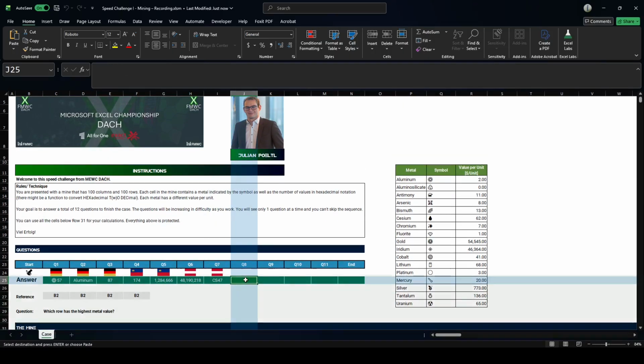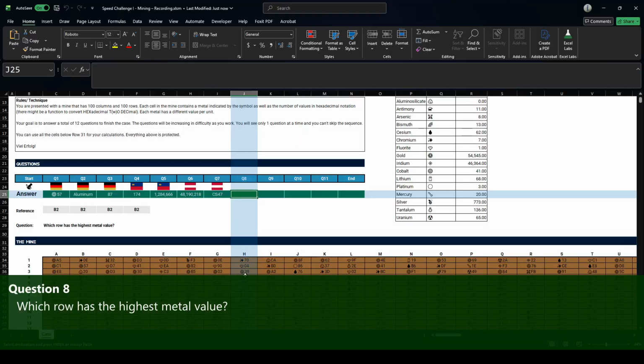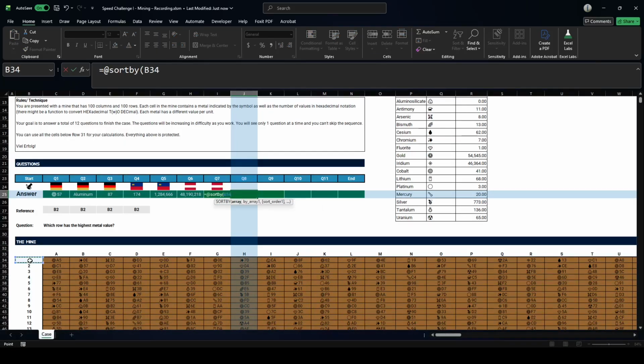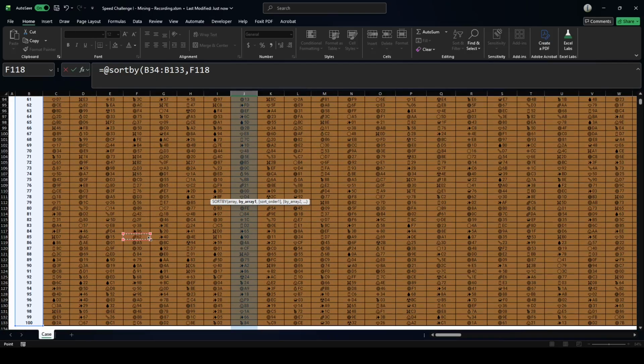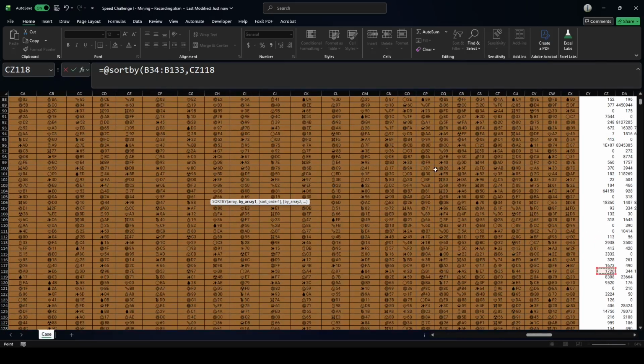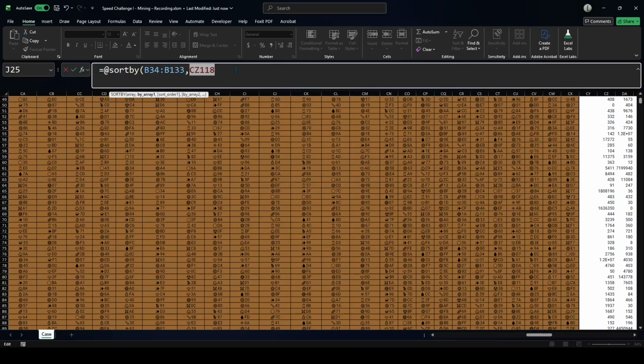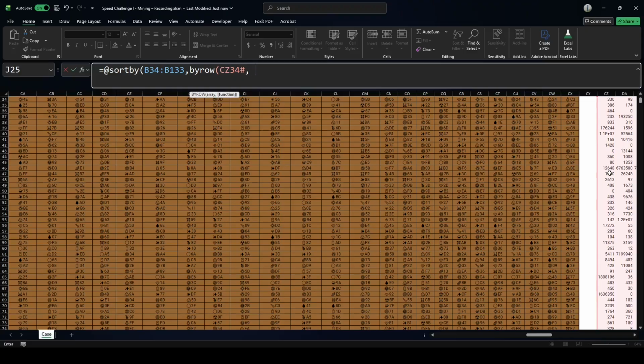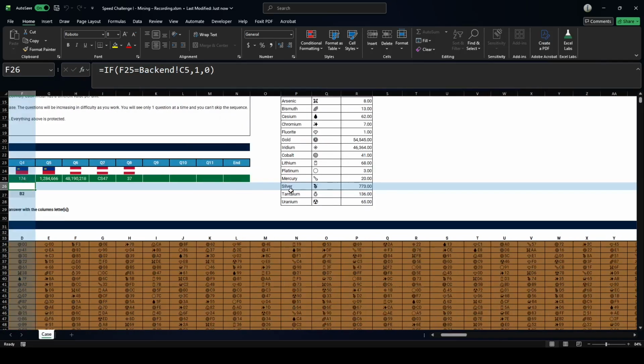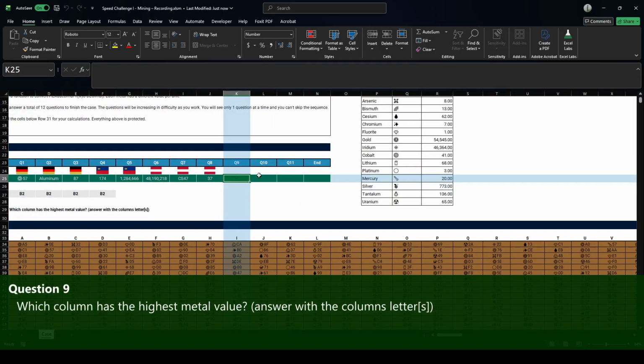Which row has the highest metal value? Okay, so at sort by this by row sum, in negative order. 37. Which column has the highest metal value?